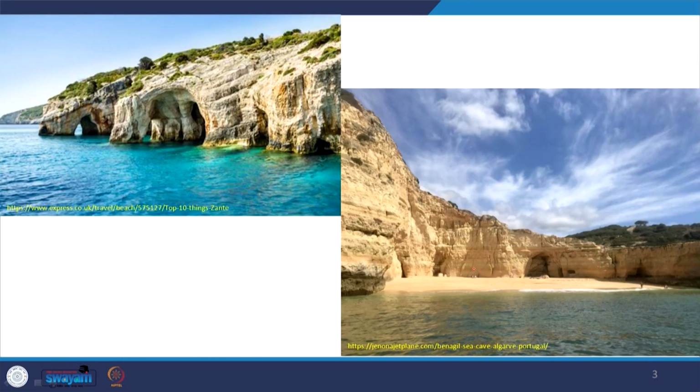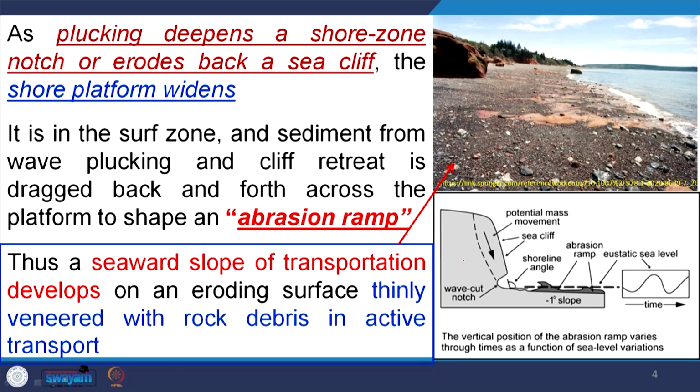Here two photographs show how these notches are formed. You see, these are the notches, and finally, due to the notch, if this pillar is removed, then this part of the material will easily fall into the system. This is the result of cliff retreat due to notch formation. As plucking deepens the shore zone notch or erodes the rock of the sea cliff, the shore platform widens. Why? Because, suppose for example, when the sea level was here, this notch was not formed.